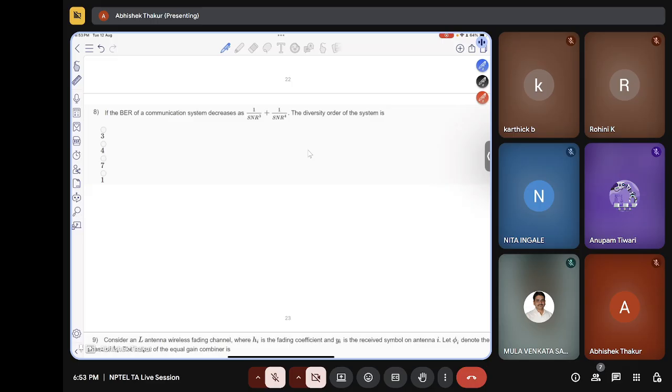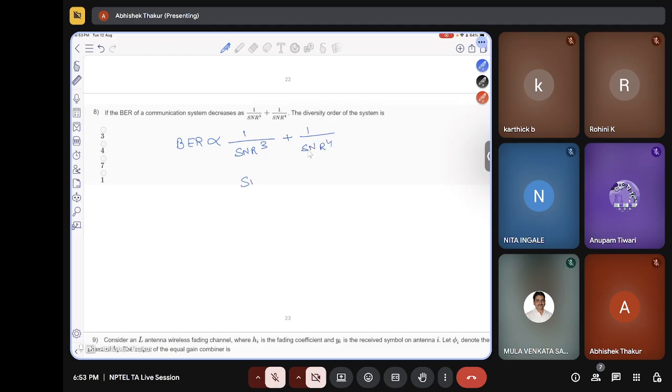Move to the question number 8. So if the bit error rate of a communication system decreases as 1 by SNR cube plus 1 by SNR to the power of 4, the diversity order of the system is. So bit error rate is proportional to 1 by SNR cube plus 1 by SNR to the power of 4.